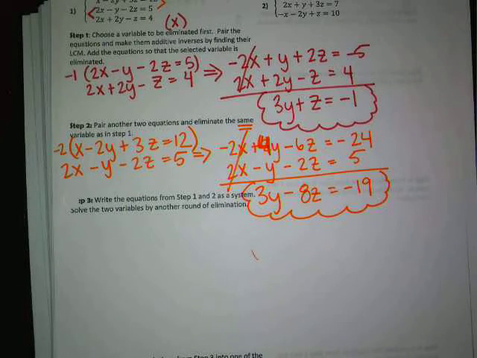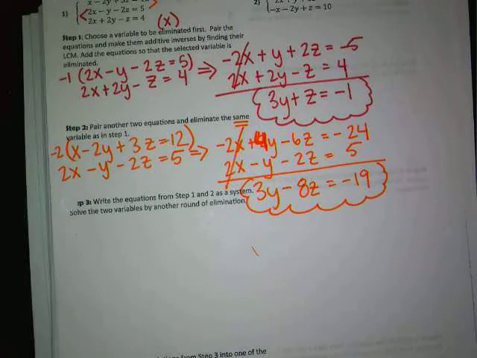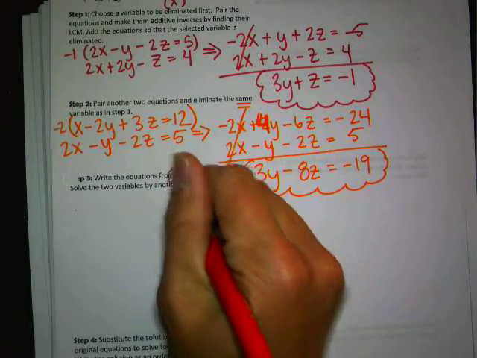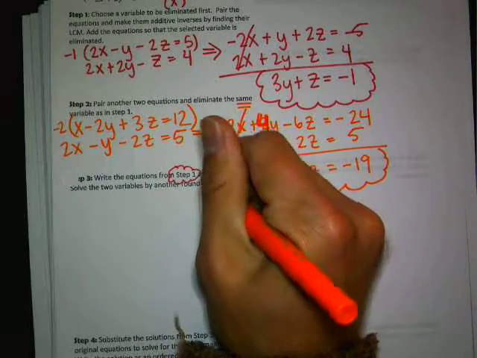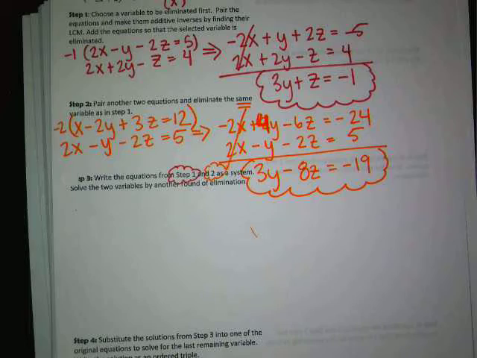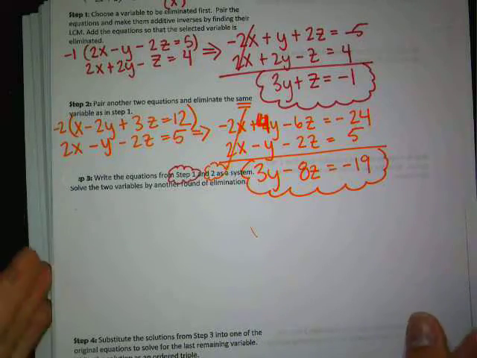Step 3, write the equations from step 1 and step 2 as a system. Like you've already told me, we're going to take the bubbled equation from step 1, take the bubbled equation from step 2, and put them together.